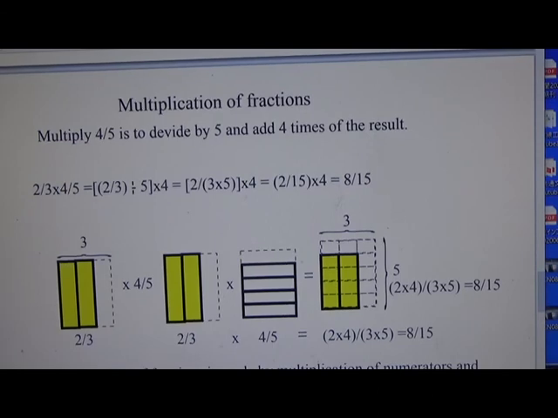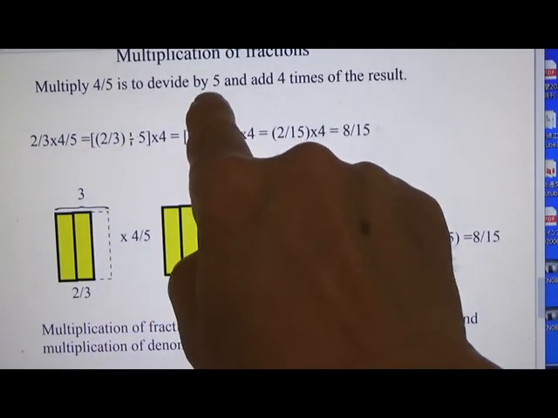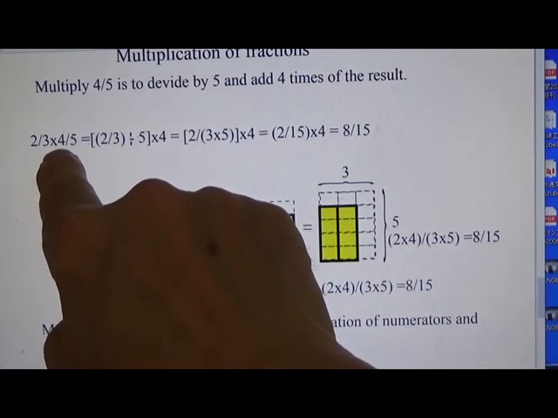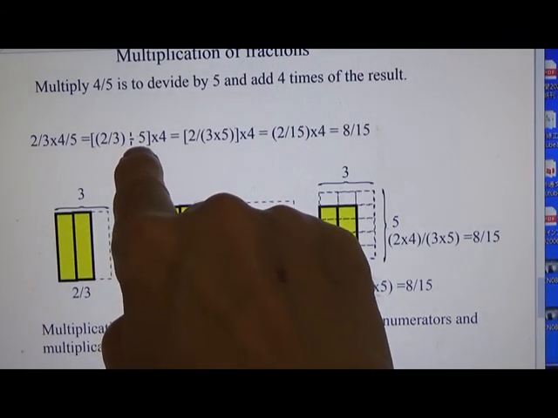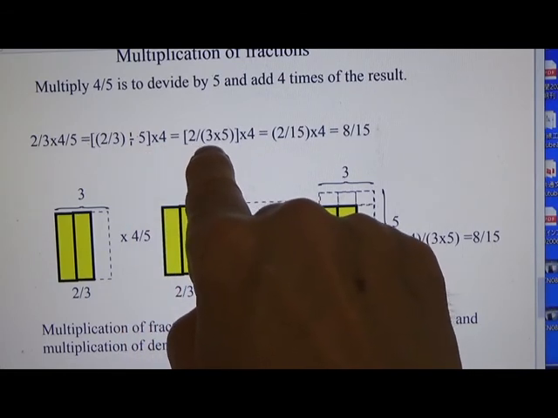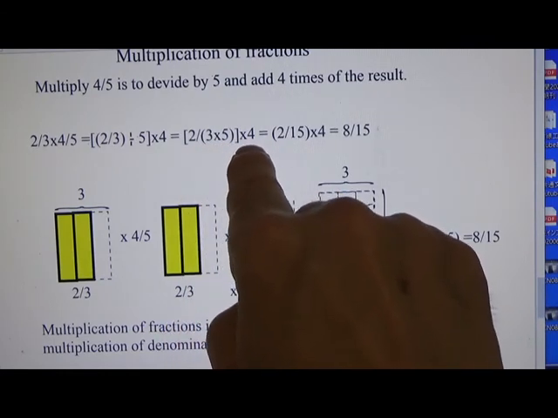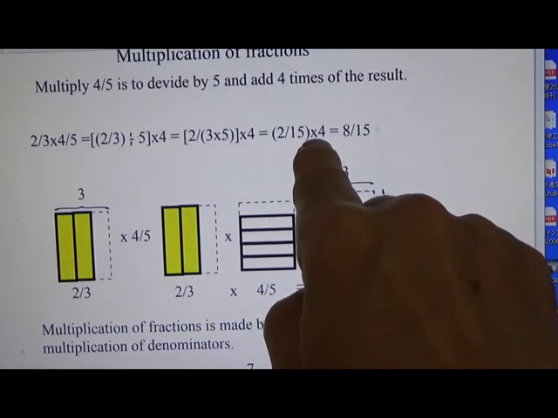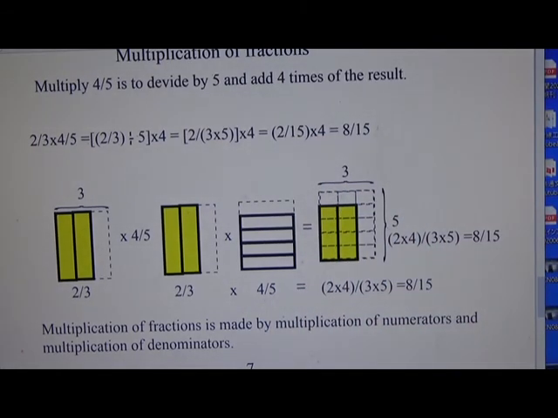Multiplication of fractions. Multiplying by 4/5 is dividing by 5 and adding 4 times the result. 2/3 multiplied by 4/5 is 2/3 divided by 5 multiplied by 4. That is 2 divided by 3 multiplied by 5, and then multiplied by 4. That is 2/15 multiplied by 4. That is 8/15.